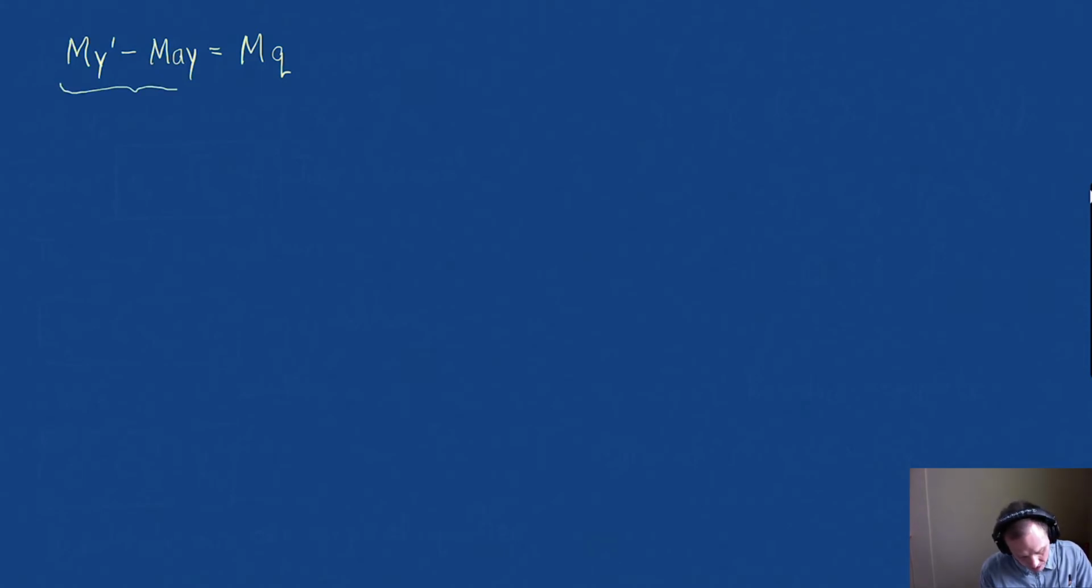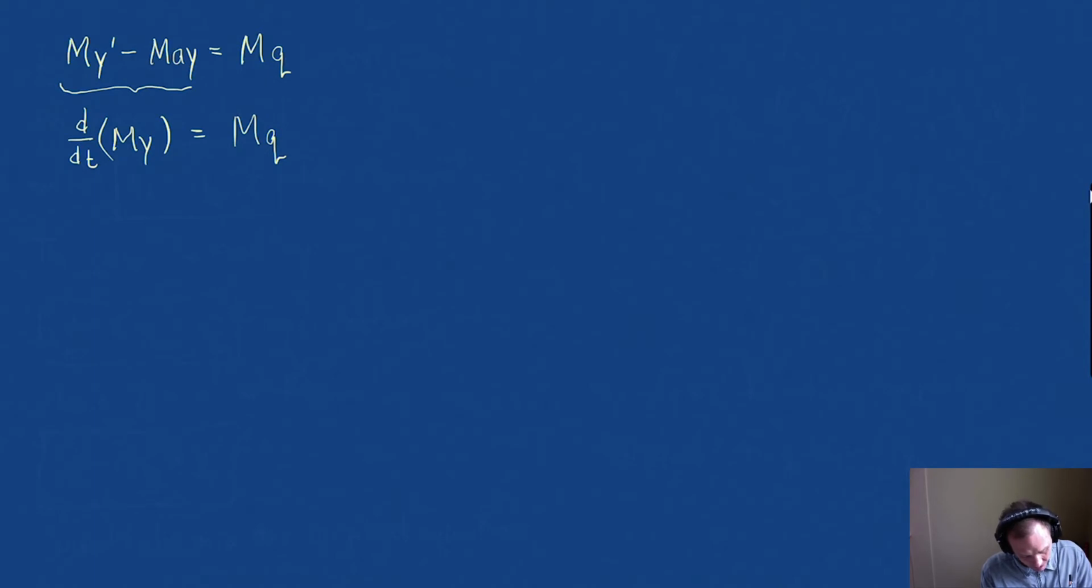So when I do this, I'm going to start with m y prime minus m a y equals m times q. And now let's go ahead and plug in. Well, actually, before we do this, this left side, we know by design, is the derivative with respect to t of m times y. That we know for sure, equals m times q.